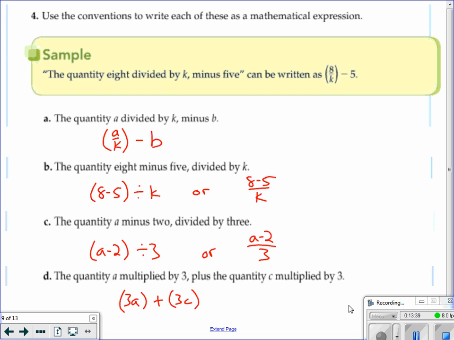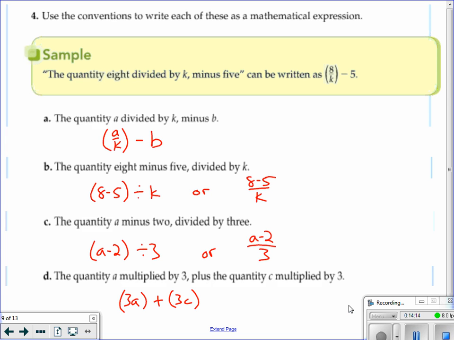Alright, on this next slide here, number 4, it's asking you to write these out mathematically. So I've already gone and done that. Make sure that you read each one and then see how it was written mathematically. I want you to pay close attention to letters B and C. If you notice, I wrote those 2 different ways. So for letter B, the quantity 8 minus 5 divided by K. So the quantity 8 minus 5, that tells me to put that in parentheses and then divide by K.